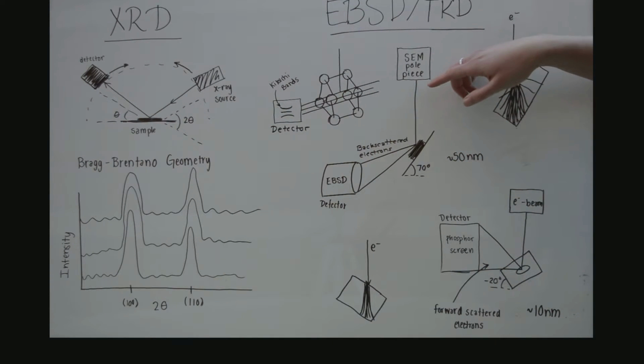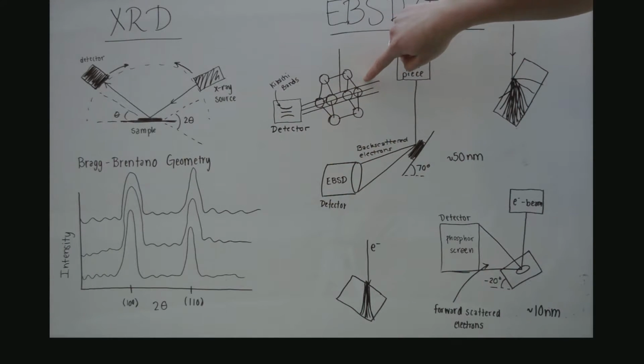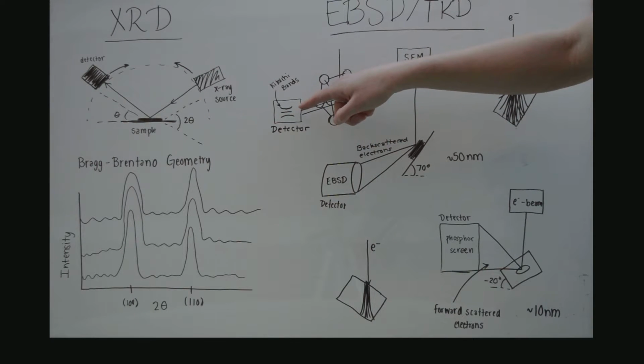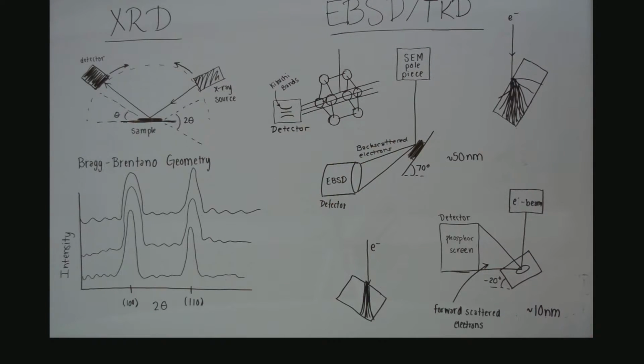When these electrons hit your sample, they're going to hit specific atoms, and depending on where they hit, when they're diffracted, they end up creating these little Kikuchi bands on your detector. We can use some really fancy software, or just Bragg's law in general, to figure out what those different bands correspond to in terms of orientation.